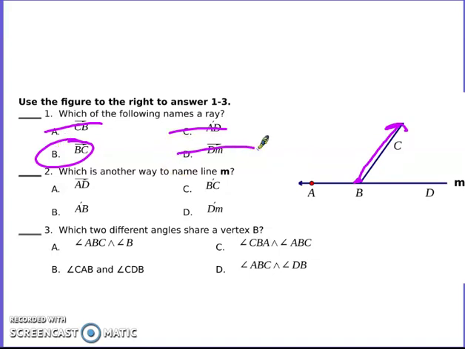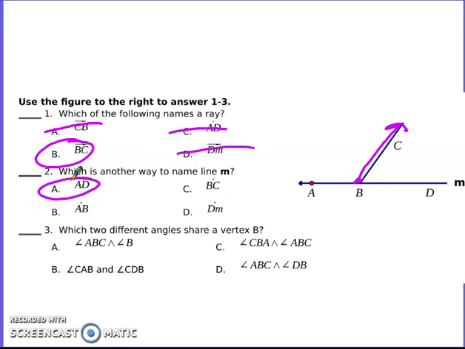Now we want to name line M. Well, if I look at line M, we have to use the points that are on the line. We have A, B, and D. But keep in mind, if I want to name the whole line, I need to start and stop at the first point and the last point. So in this case, AD, A is the first point on our line, and D is the last point on our line.